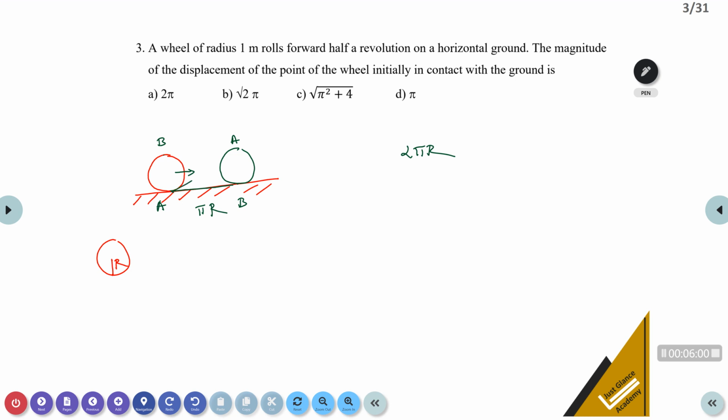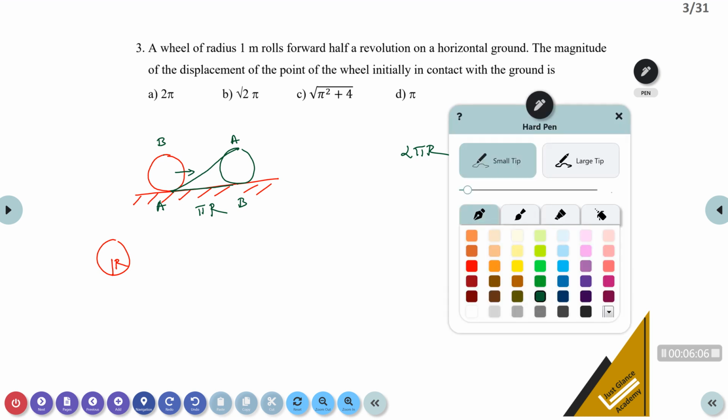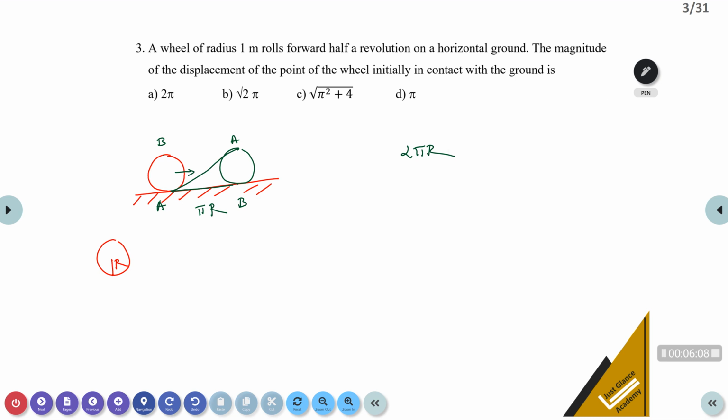And this is the initial position and this is the final position. Student, you see that from A to B, the distance between A to B is 2r. What is displacement? Displacement is the distance between the final position and the initial position. It looks like a triangle. This is what distance is asking.